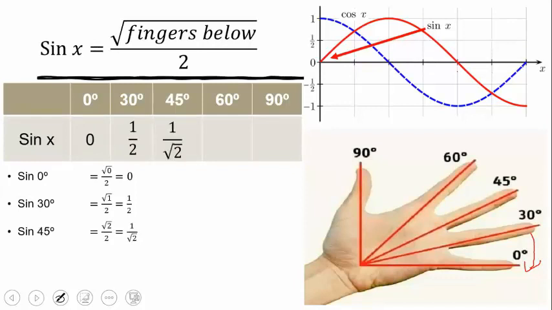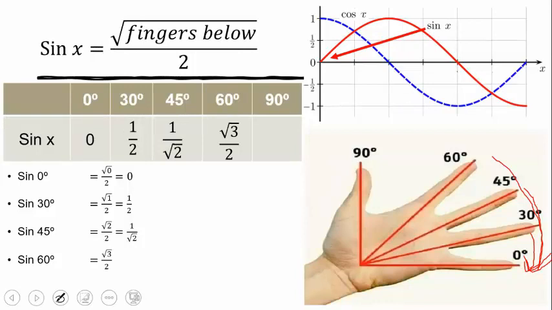In the case of sine 45, we have 2 fingers below. So sine 45 can be written as square root of 2 upon 2, which can be written as 1 upon root 2 after doing the rationalizing step. In the case of sine 60, we have 3 fingers below at the finger labeled 60. So we can write square root of 3 upon 2 for the sine 60 value.